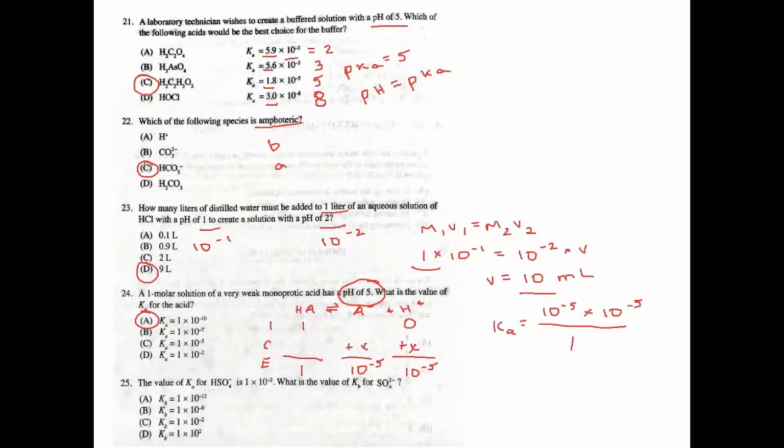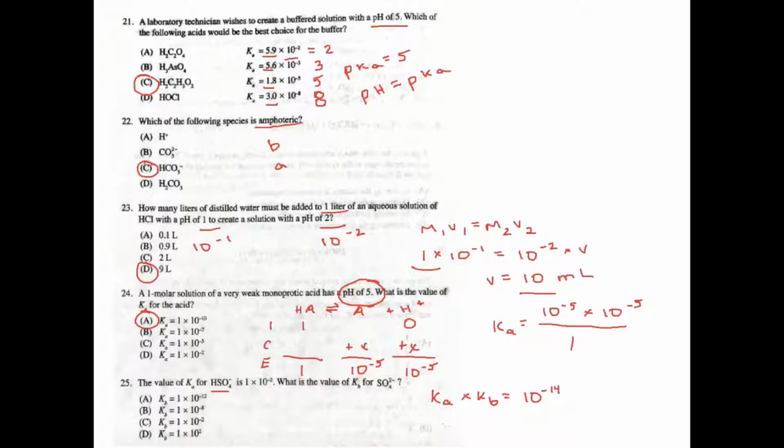25, the value of Ka for HSO4 minus is 1 times 10 to the negative 2nd. What is the value of Kb for SO4 2 minus? So remember, Ka times the Kb for the conjugate base equals Kw, which is 10 to the negative 14, when you are at 25 degrees Celsius. Okay? And assume you're at 25 degrees Celsius unless they state that you're not.